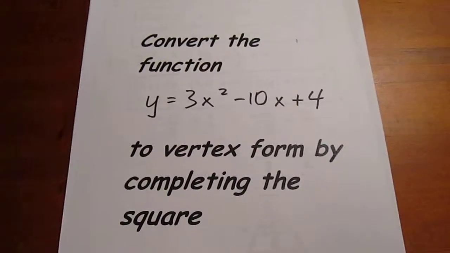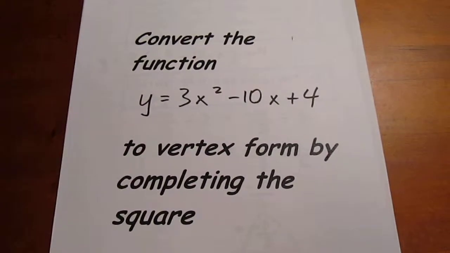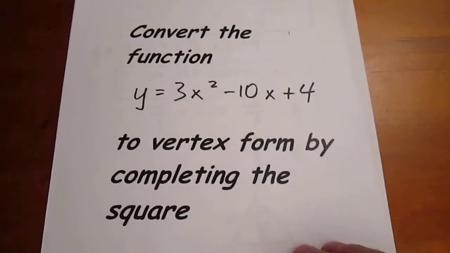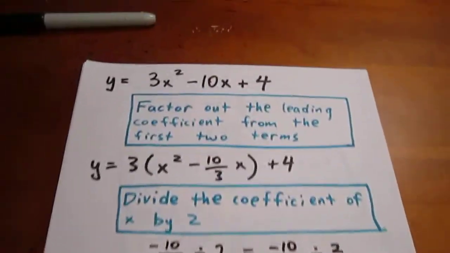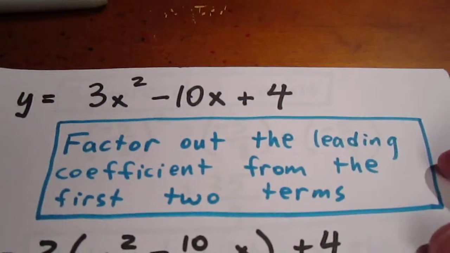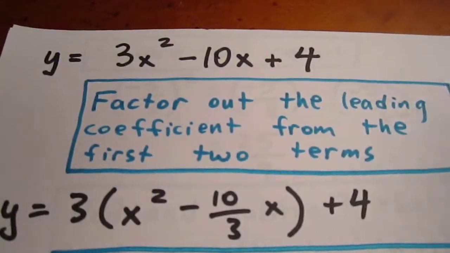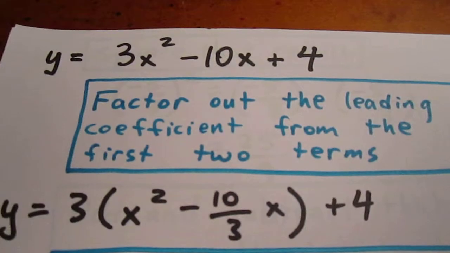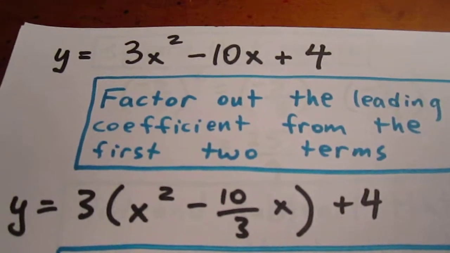We'd like to convert the function 3x squared minus 10x plus 4 to vertex form by completing the square. Well, the first thing we do is factor the leading coefficient out from the first two terms. Factoring out a 3 gives us a coefficient of x of negative 10 thirds, sorry.